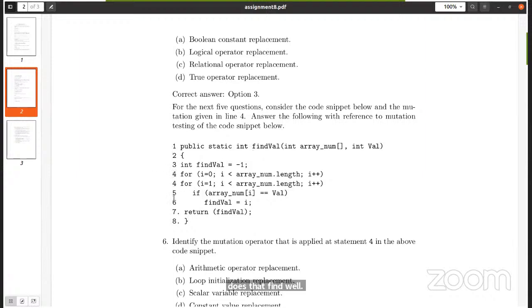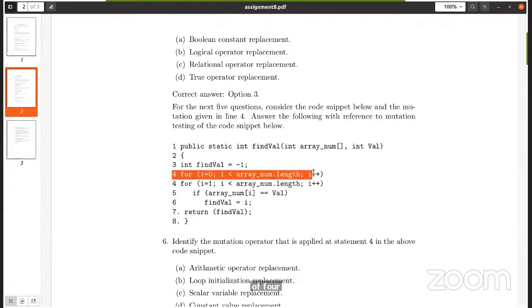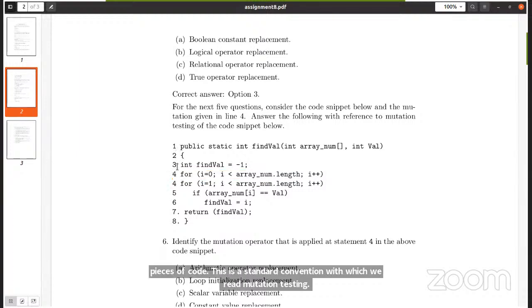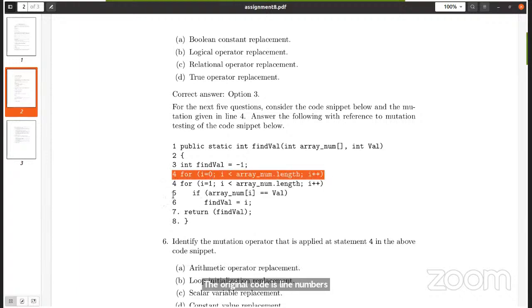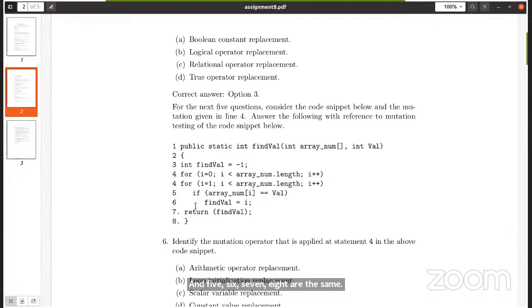So how do I read this code? This second copy of line 4 is a mutation of line 4. So this has two pieces of code. This is a standard convention with which we read mutation testing. The original code is line numbers 1, 2, 3, the first line 4, then 5, 6, 7, and 8. The second program, which is the mutant, is 1, 2, 3, this second line 4, and 5, 6, 7, 8 are the same. So the first program is the ground string, which is the original one, and the second is the mutant.